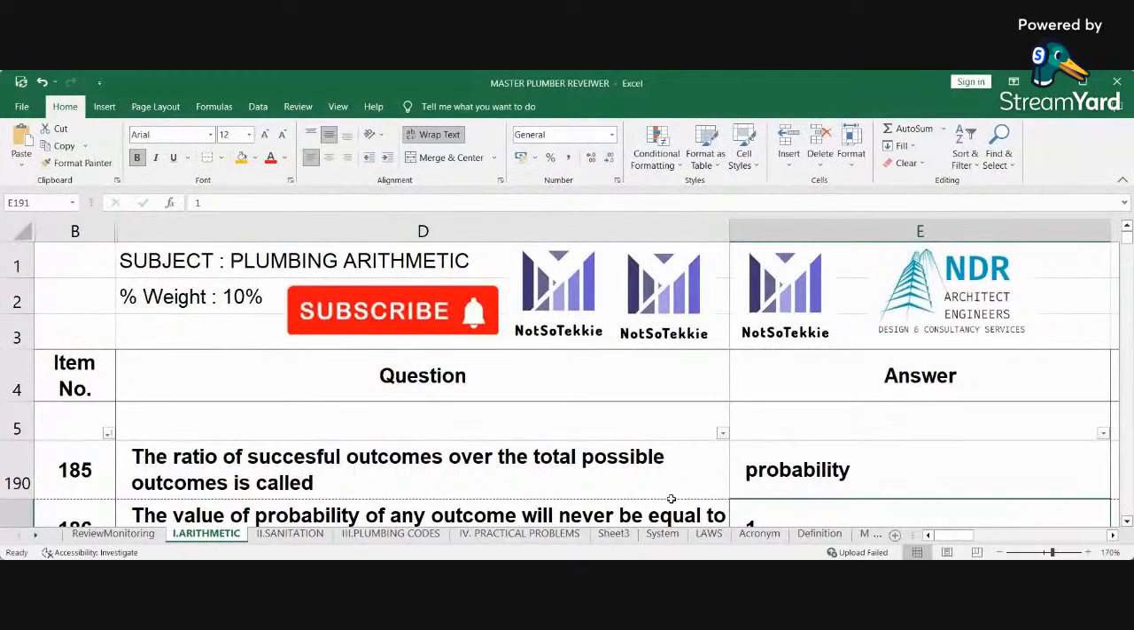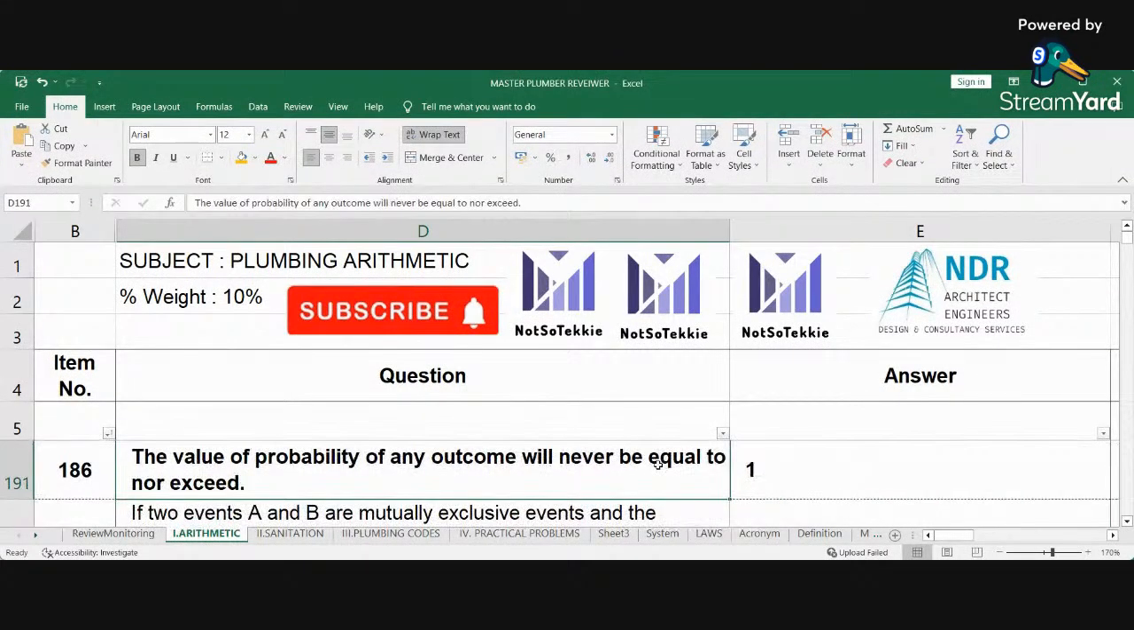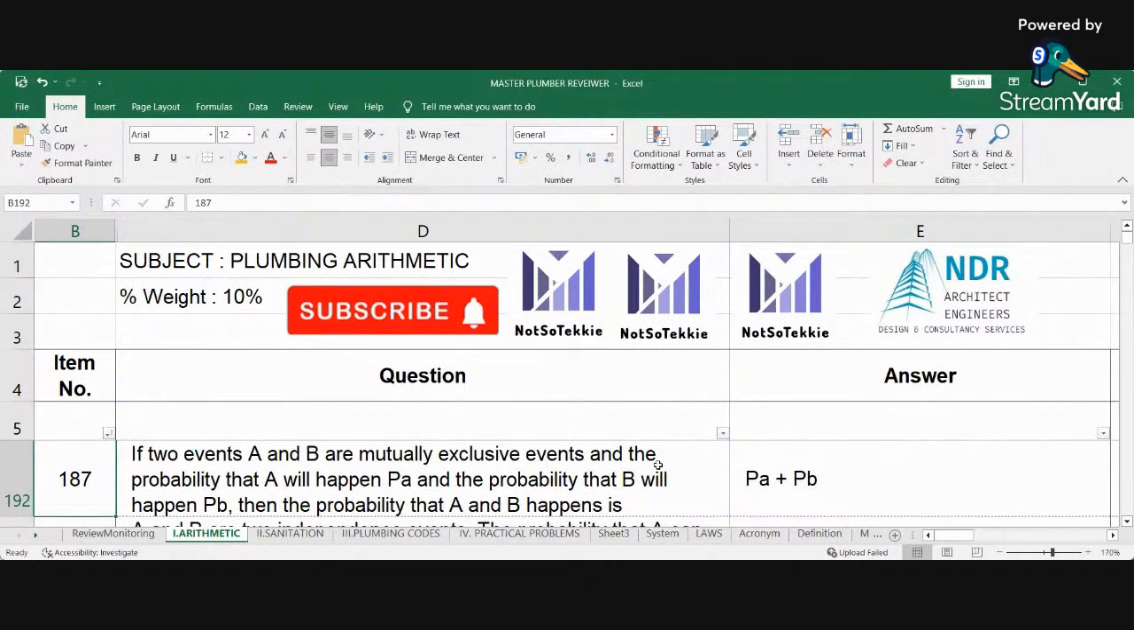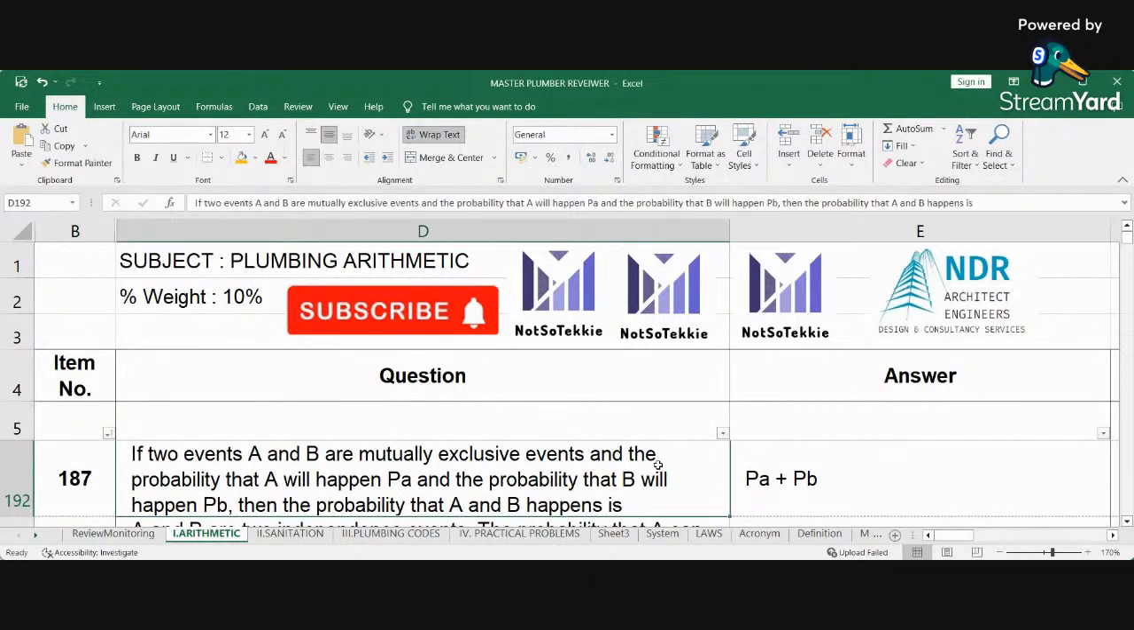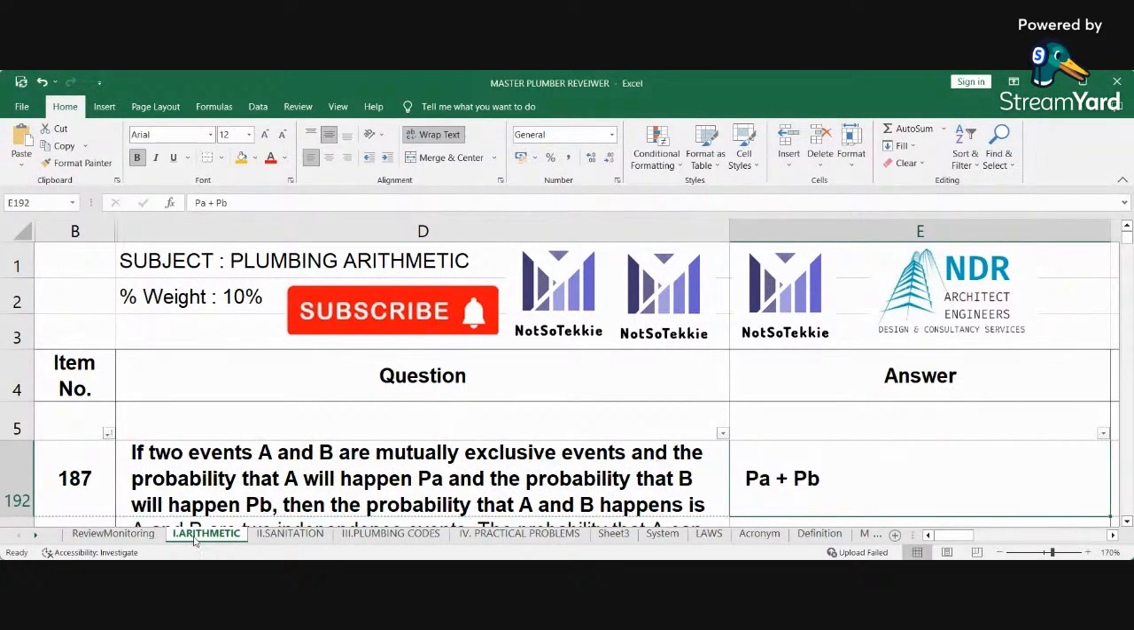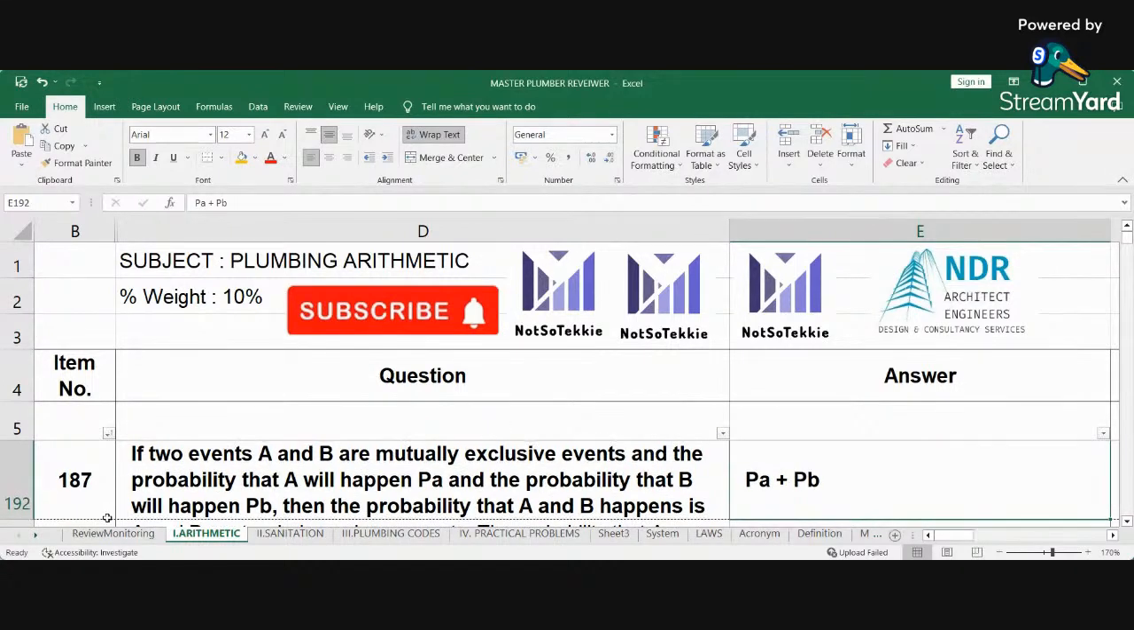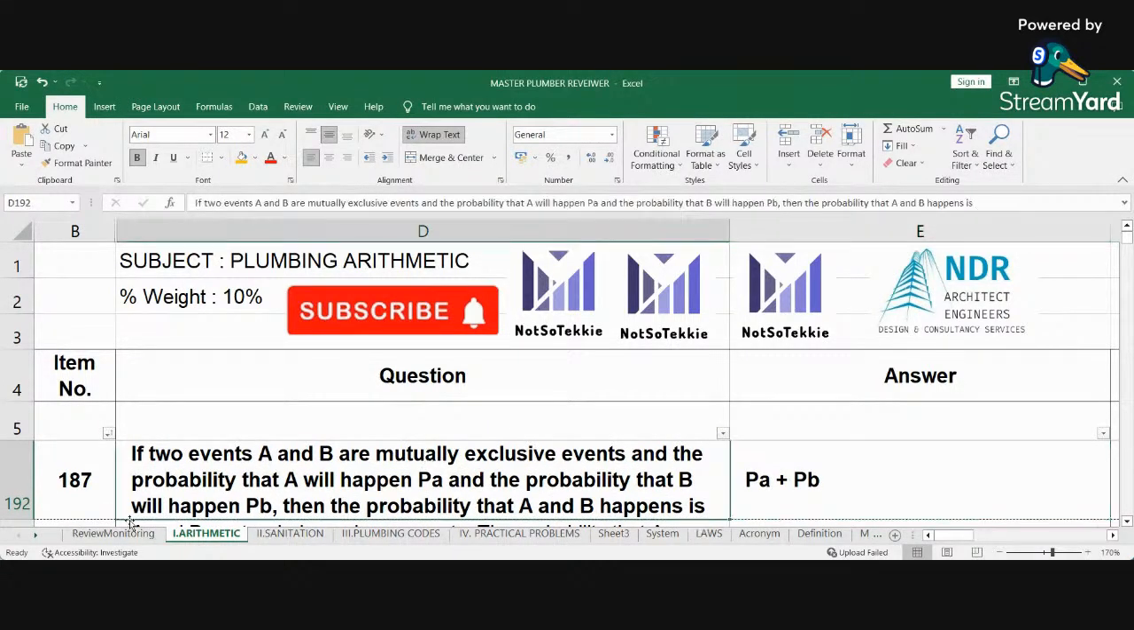Hintayin natin para medyo konting surprise. 187. Yan. Ano naman siya? Tama naman.